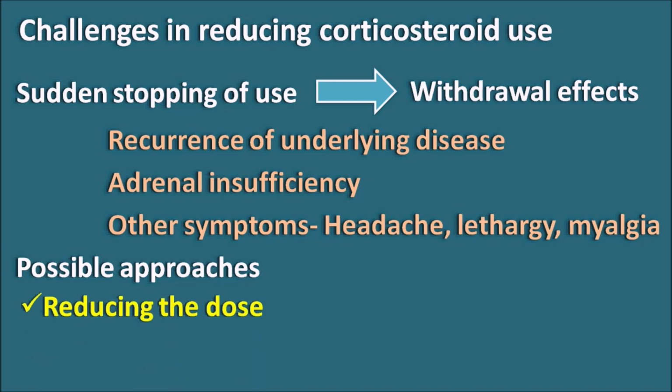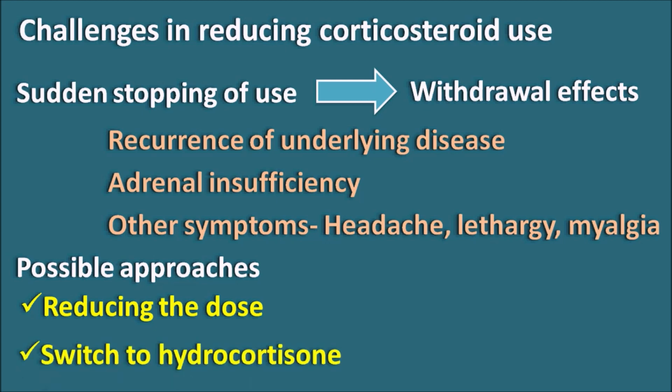One approach is reducing the dose. Because Cushing syndrome is observed with a high dose, by reducing the dose we can restore the HPA axis, thereby the symptoms of Cushing syndrome can be controlled. The second one is switching to hydrocortisone. Hydrocortisone is a short-acting glucocorticoid, so it has less chance to suppress the HPA axis, thereby we can prevent the progression of Cushing syndrome.